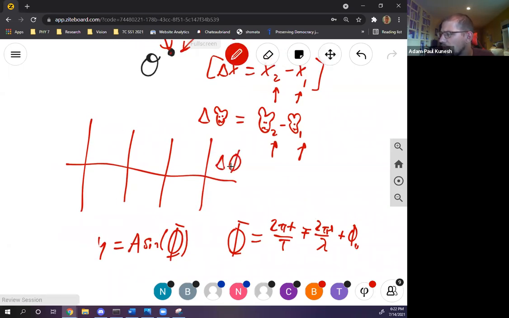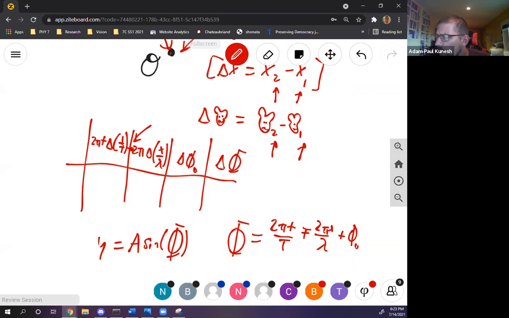We're interested in the difference in total phase, which includes the difference in 2 pi t over tau, and minus 2 pi delta x over lambda. There's a negative sign here because typically waves expand outward. You don't have waves coming in toward the source. They go away from the source, which corresponds to putting a minus sign in front of the spatial term. And then the difference in initial phase, phi naught.